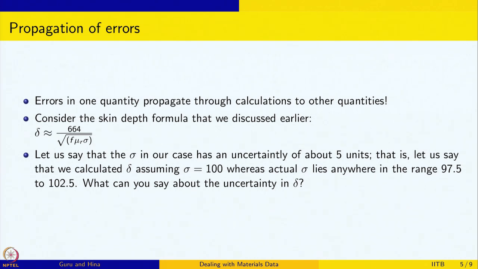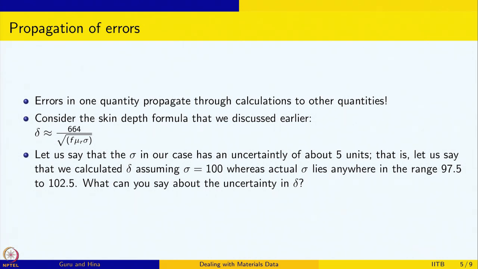We can assume that f and mu are known and they do not have any error, and they are just some given number, which might not be true, but at least for the moment let us assume that they are given. F is 60 kilohertz and mu r is 0.999994. If so, then any error that is there in sigma or uncertainty that is there in sigma measurement will actually also affect the delta measurement.